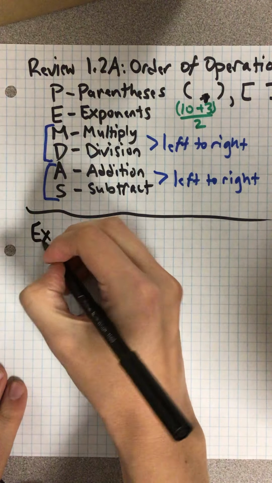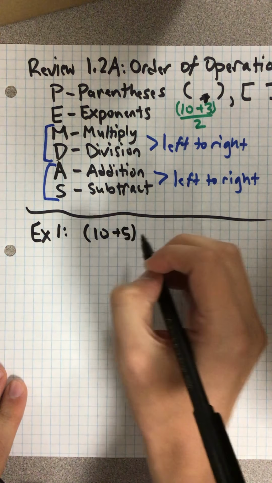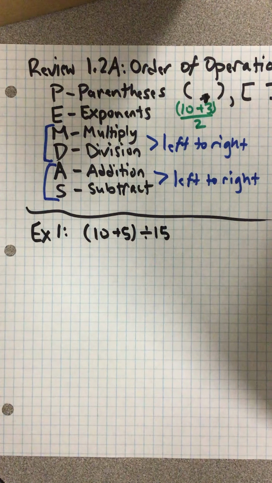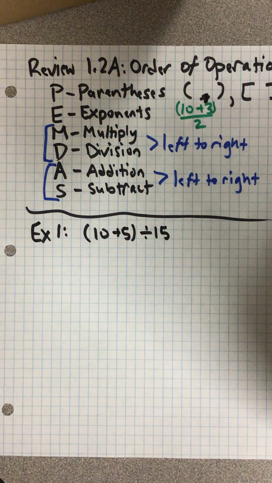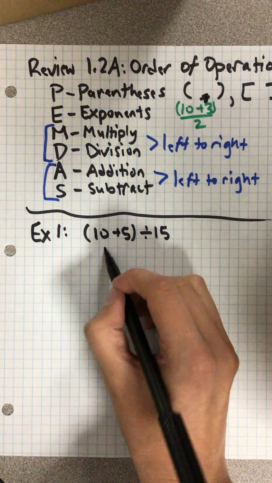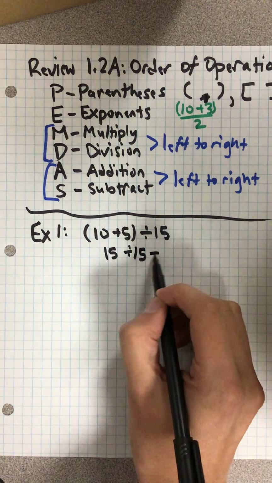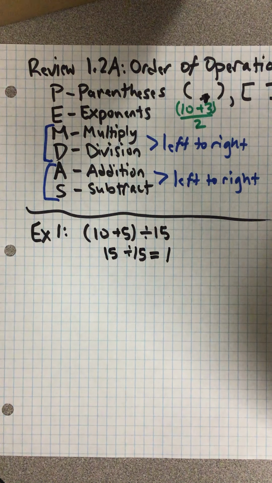So our first example, example 1, is parenthesis 10 plus 5, close parenthesis, divided by 15. If the parentheses were not there, we would do our division first. But since we have a set of parentheses, we need to do the parentheses first. So we first have to do 10 plus 5, which I hope you're able to immediately recognize is just 15. And 15 divided by 15 then equals 1. Obviously, if we did the division first and did 5 divided by 15, the answer would end up being very different.